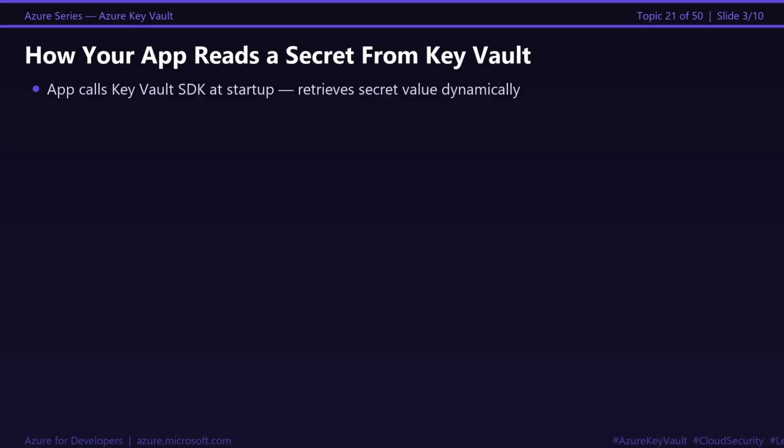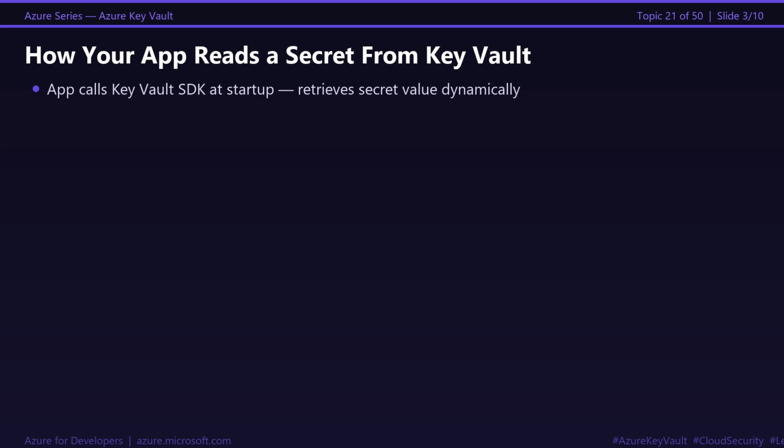The code looks like this in practice. You pass in the vault URL and the secret name. The SDK handles authentication and retrieval. One line of code. No credentials in sight.